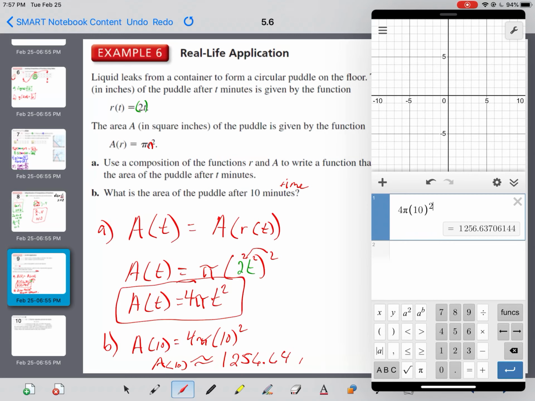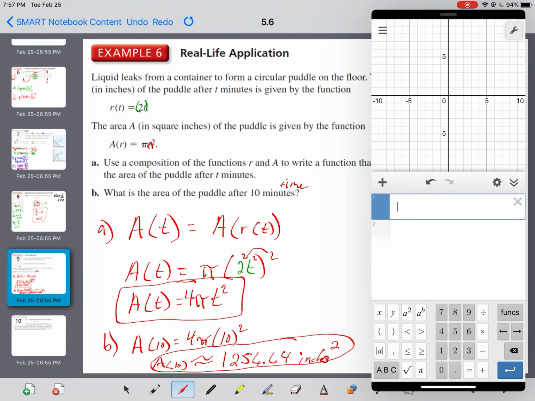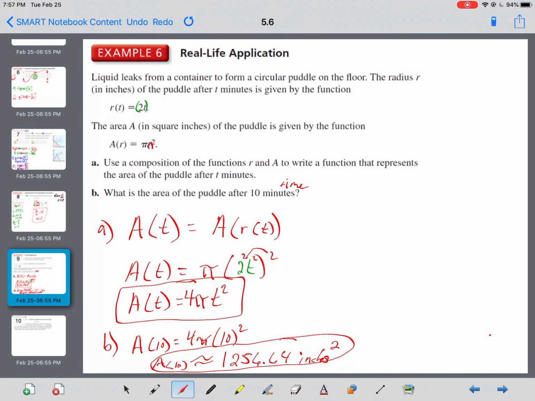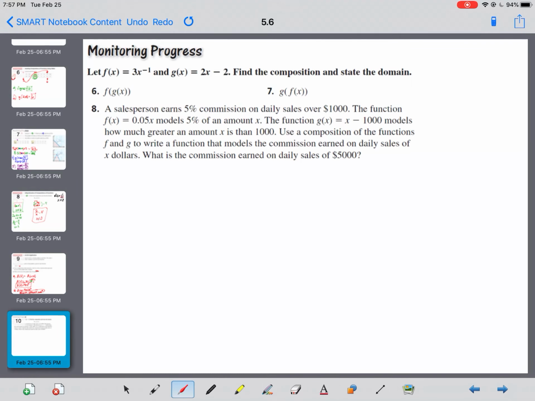1,256.64 square inches. Okay, inches squared. That's what area is in. Area is always in squared things. So 1,256.64 square inches. If you want to convert it to feet, have a good time.